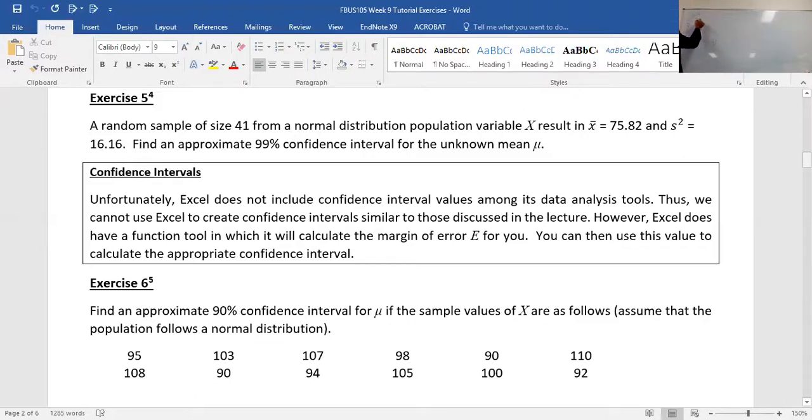So n equal to 41. So in that case, degrees of freedom will be 40. X bar is given, 75.82. S square value is given, 16.16. Find out the S value. Okay, let me write it down, then I will increase. And the confidence interval is a 99% confidence interval. So let me take you to the whiteboard now.